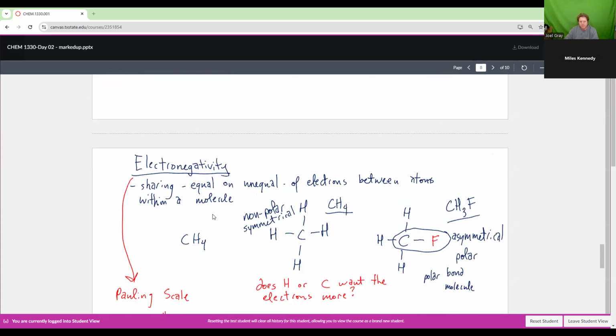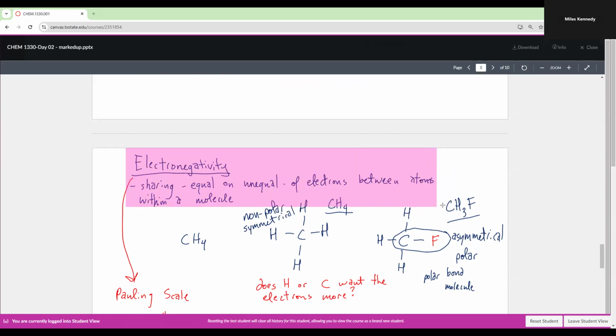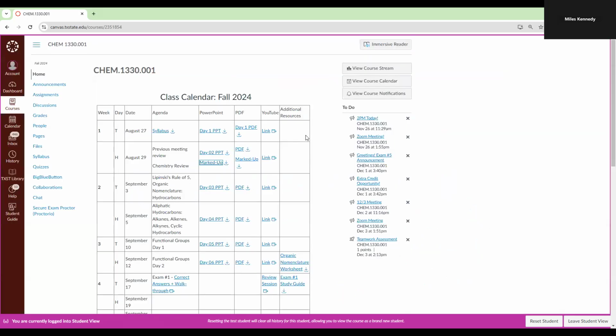Then electronegativity. Electronegativity was a phenomenon where we talk about sharing equally and unequally electrons between atoms. So which atom wants electrons more than another in a molecule? So I'm going to clear all my drawings because that's another thing. So that's basically three important items. You can think about that like three questions ready to go.